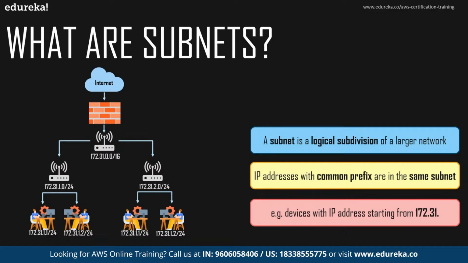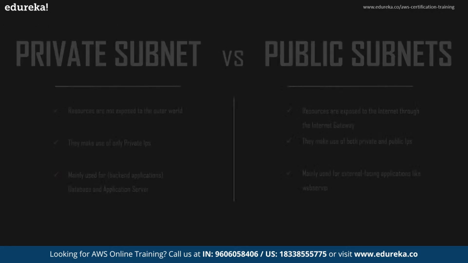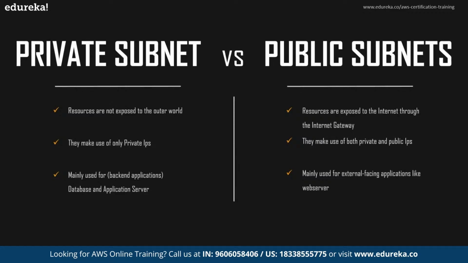Here comes a picture of CIDR. IP addresses with common prefix are used in the same subnet. As can be seen in this illustration, 172.31.0.0/16 is the IP address of this VPC. We have two subnets here. One is known as a private subnet and the other a public subnet. We have assigned a common prefix of 172.31 to both these subnets, and the IP addresses have been divided. The various types of subnets are private subnet and public subnet.